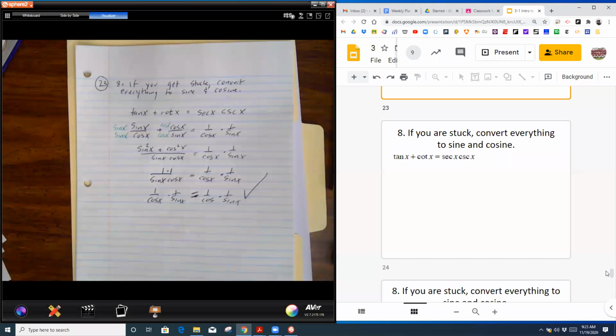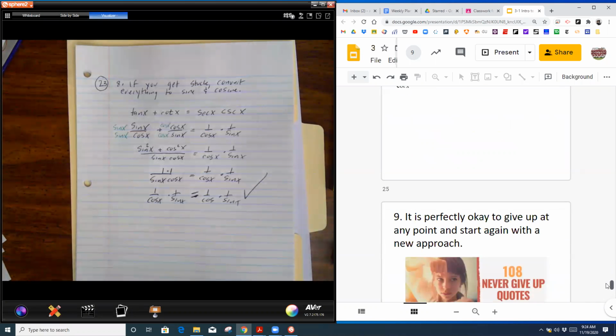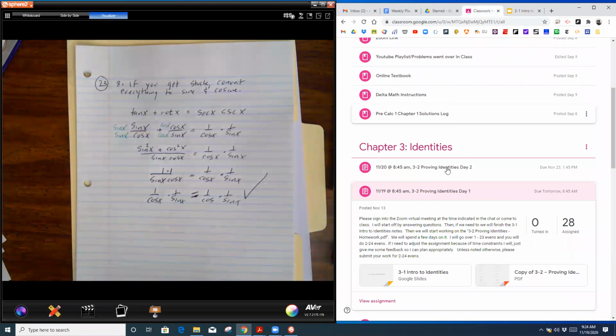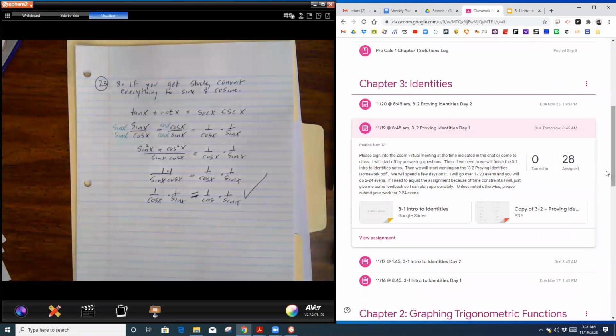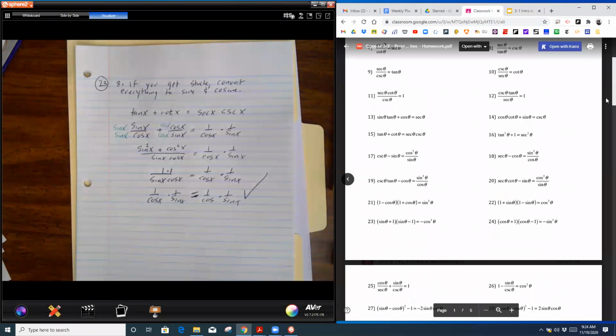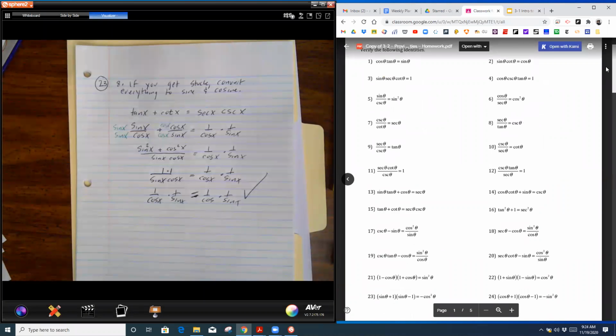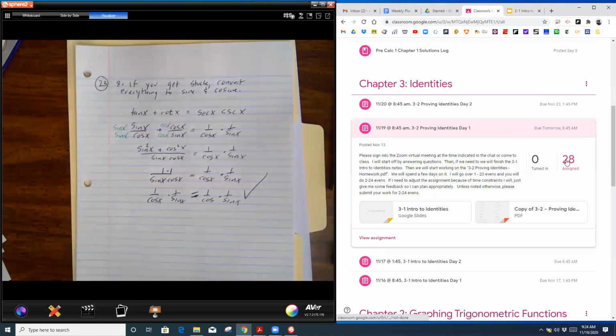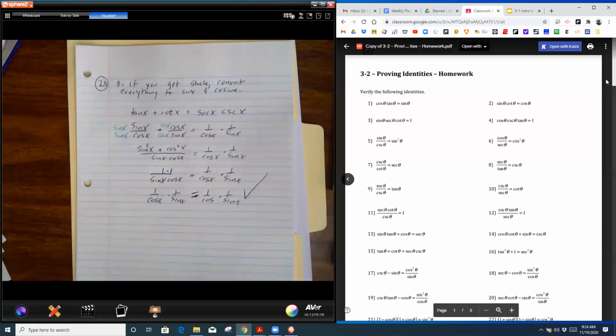proving trig identities. So next class, we'll have one more live lesson tomorrow. We'll finish these notes. And then for today, you're going to go to the 3.2 Proving Identities Day 1. And there's a PDF there. And I said to do the first page, the evens. Did I say the evens or the odds? The evens. So 2 through 22, I should have said.